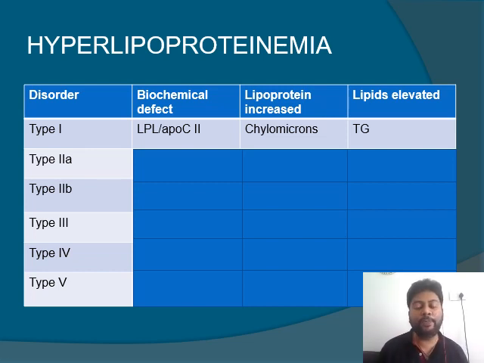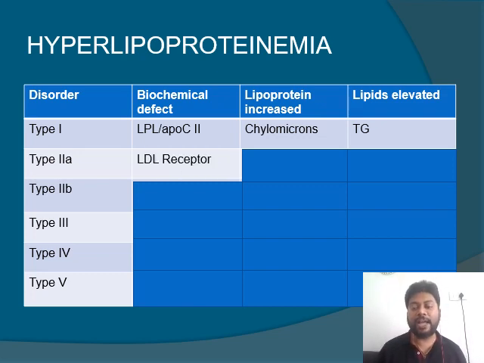Next, coming to type 2A. Here, the defect is in the LDL receptor protein. So the peripheral tissues will take up the LDL only with the help of these LDL receptors.